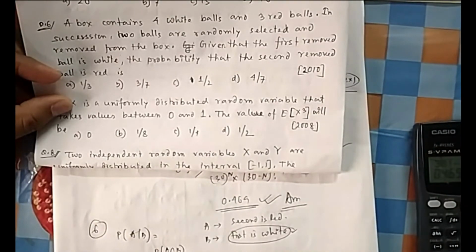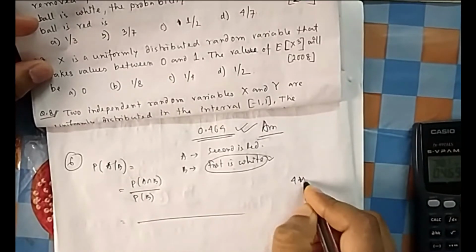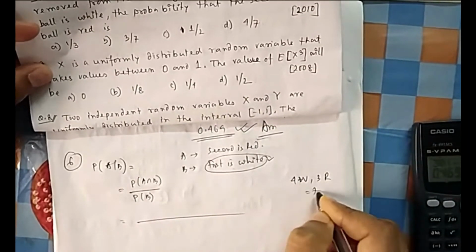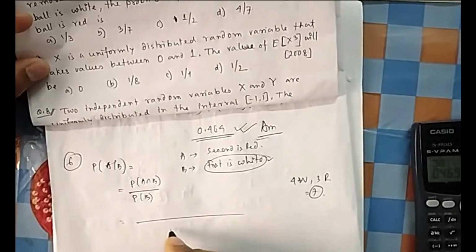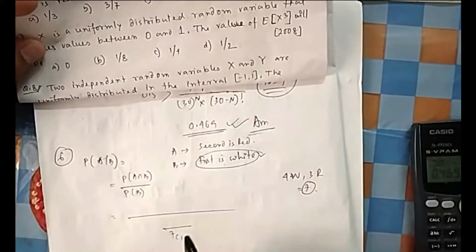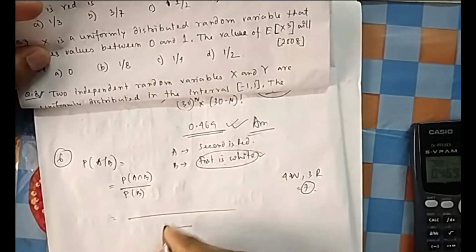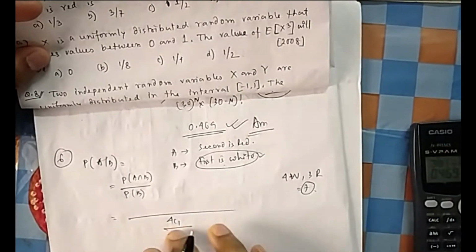Okay. Let us solve this one. First is white. What is the probability first is white? Now there are how many balls? 4 white and 3 red. There are 7 balls. So out of 7 you are selecting one. So 7C1 you can say. C1 means if you want to draw, that is 7 only. And the first ball is white. So you need to take white only. So it is 4C1. That is 4 by 7.